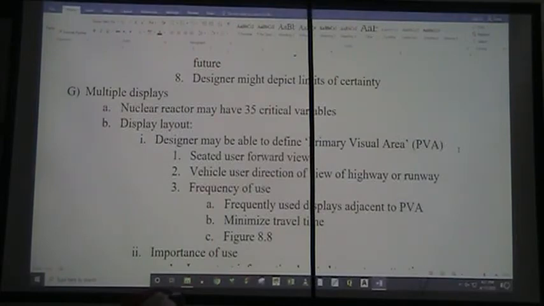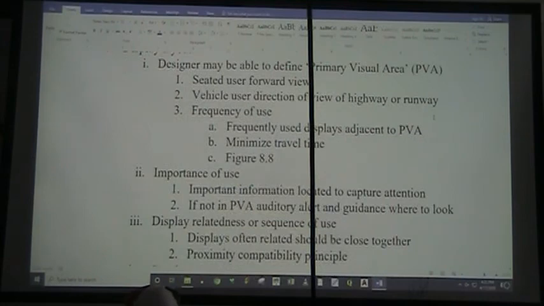For a vehicle user, whether we're talking a truck driver or an airplane pilot, the direction of view is going to be the highway or the runway. And we have to think in terms of frequency of use. If a display is frequently used, we want it right there adjacent to the PVA, that primary visual area. That helps us to minimize the travel time and the access cost.